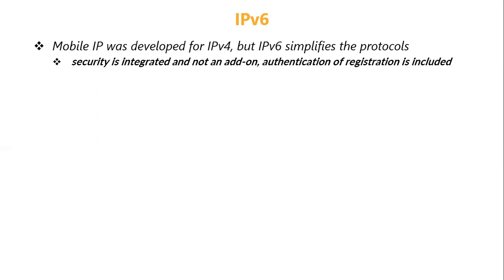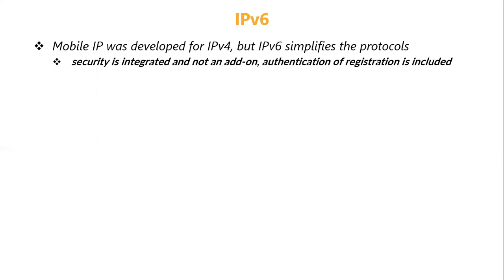The topic we will be discussing in this session is IPv6, that is IP version 6. Mobile IP was actually developed for IPv4, but IP version 6 simplifies the protocols to a larger extent. For example, security is integrated into IP version 6. It is not an add-on feature, whereas for IP version 4 it is an add-on feature.